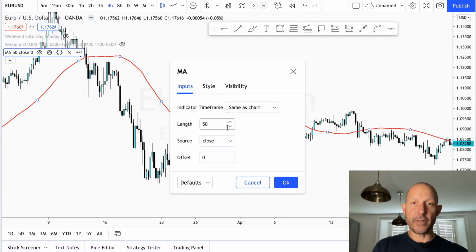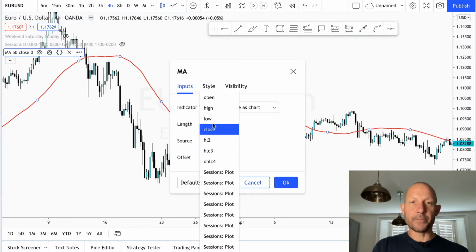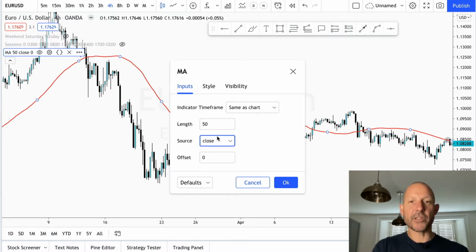Okay, let me just show you this. We've got source here, we've got open, high, low, close. I always base mine on the close price. I don't know, to be honest, what all this other stuff is here. I just literally use the close price when I'm looking at anything to do with moving averages.